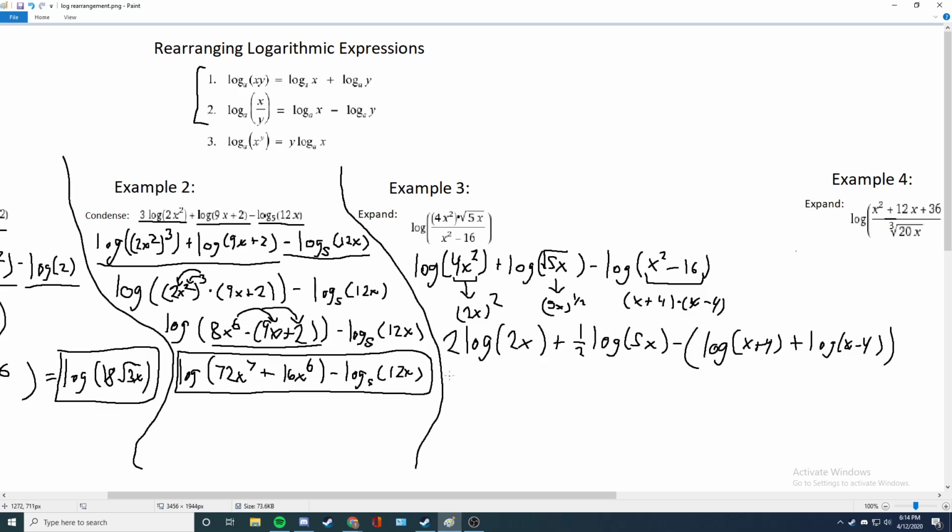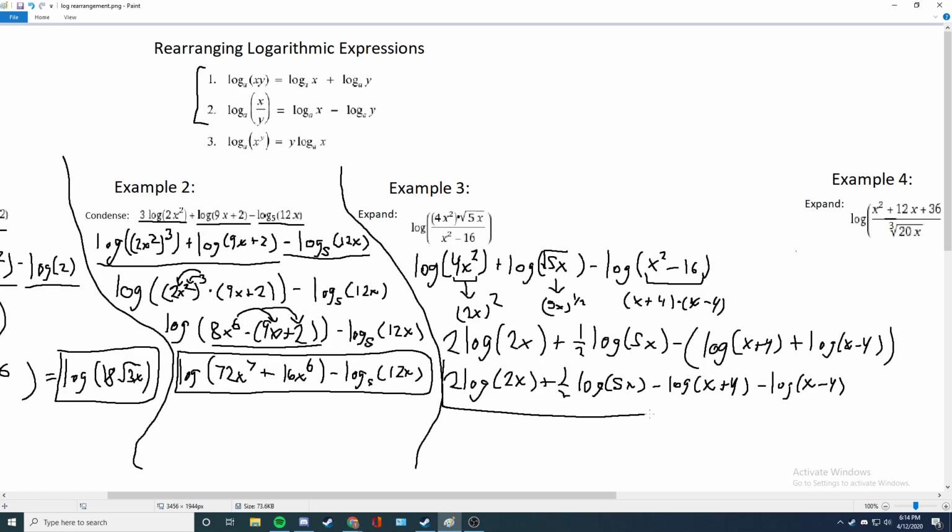So I'll just rewrite these first few terms. So log 2x plus 1/2 log of 5x minus the log of x plus 4 minus the log of x minus 4. And now we can't get any further than this, so this is our final answer.